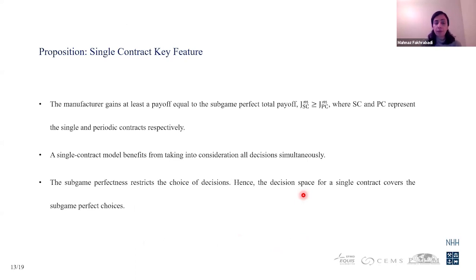What we found here is that the manufacturer gains at least a payoff equal to the subgame perfect total payoff. It means that the single contract can bring more profit, more value for the manufacturer than the periodic contract. A single contract model benefits from taking into consideration all decisions at the same time, and the reason is that subgame perfectness restricts the choice of decisions. The decision space for a single contract covers the subgame perfect choices. So we have two things here: in a periodic contract, we are subgame perfect, with sustainable results, but in a single contract, we have higher profit, higher value for the manufacturer at least. Because at least in this paper, we couldn't see any instances where the retailer gets lower by using a single contract.